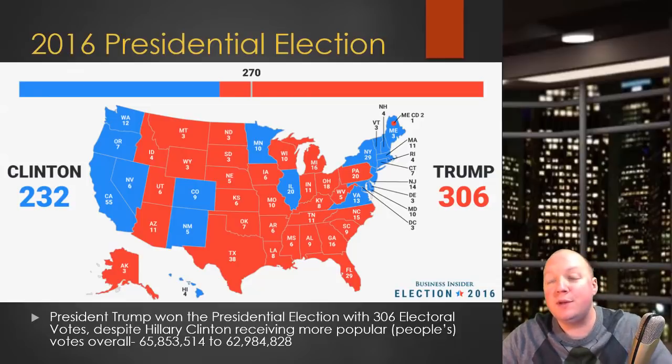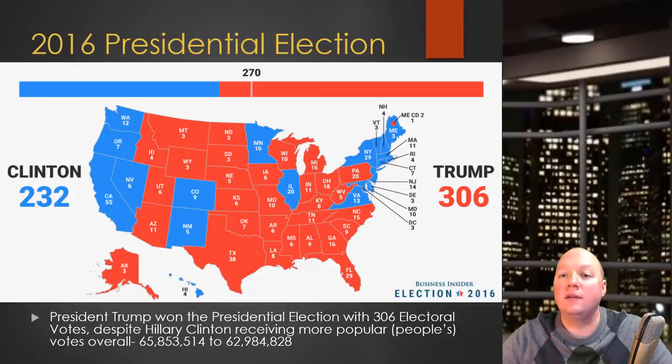However, it should be noted that in this country, we do not elect the president based off of the total number of votes. So it is possible, and it has happened a handful of times, that you can get more votes total in the entire United States, but still lose the election because you don't get enough electoral votes. And that is exactly what happened in this election.